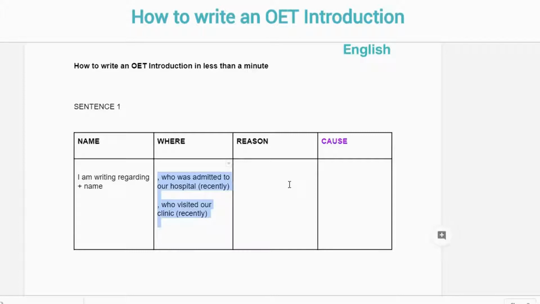Okay, now Jansi, after you've given the name and after you've said where, I recommend you give the reason. But Jansi, the reason for what? Heart surgery. Okay, so this is the reason for the admission, right? If it's a hospital, or if it's the clinic, it's the reason for the tooth extraction or something. Yeah, but it's the reason for the visit, right? Yes. Reason for the admission or the reason for the visit.